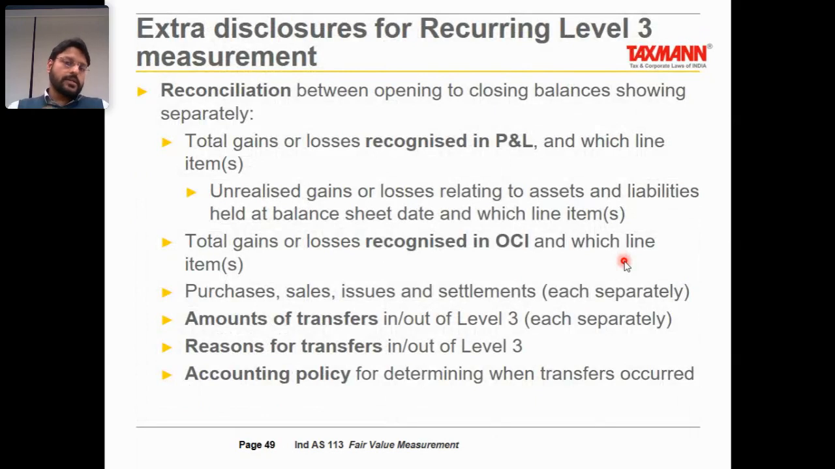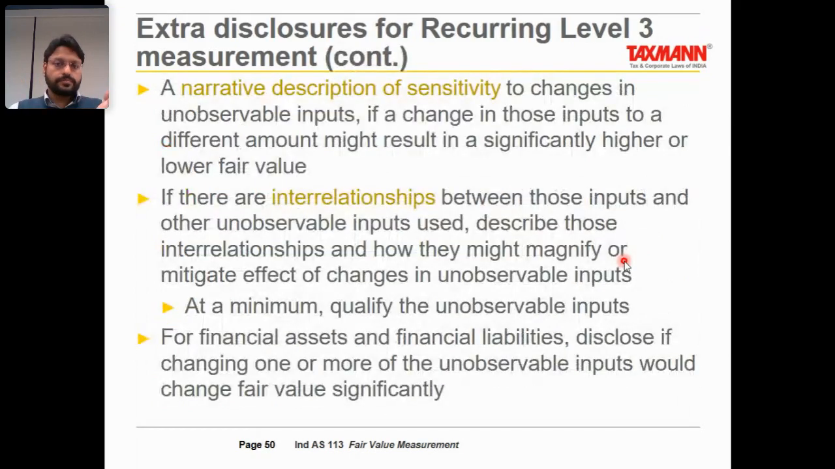Reconciliation, you have to present opening balance, gain or loss recognized in the P&L or OCI in the current period or current year, purchases, sales and settlements, amount of transfers among the levels, level 1 to 3, reasons for the transfers, and accounting policy for determining when the transfers occurred.